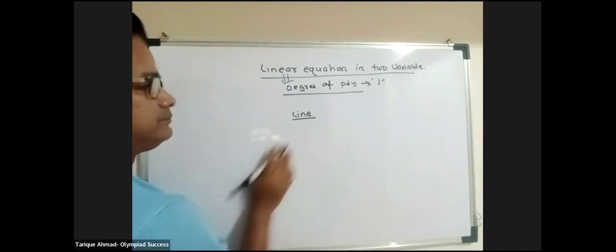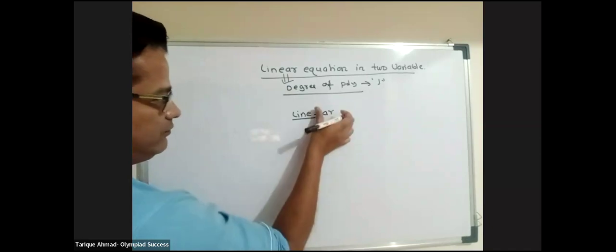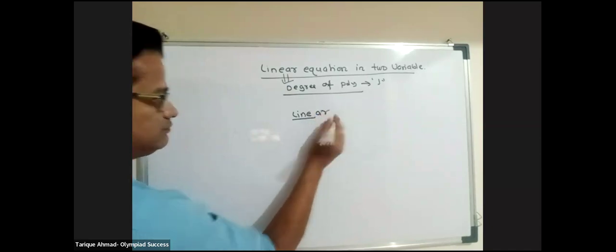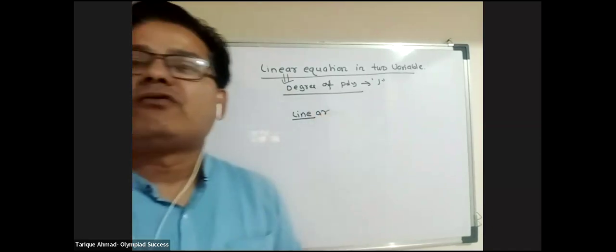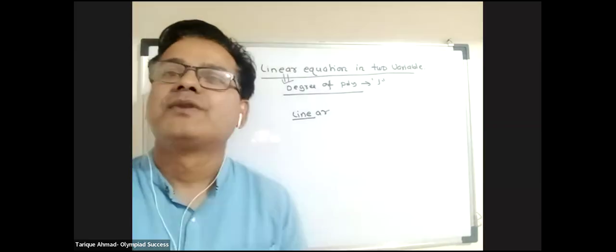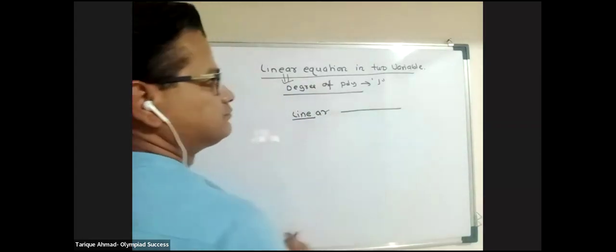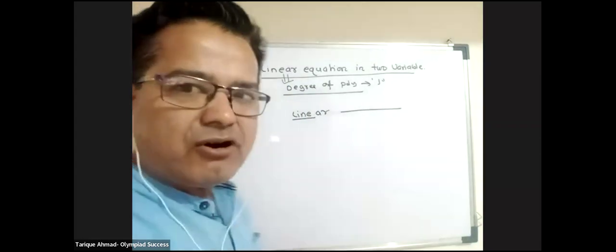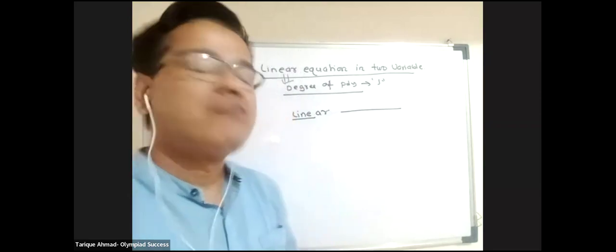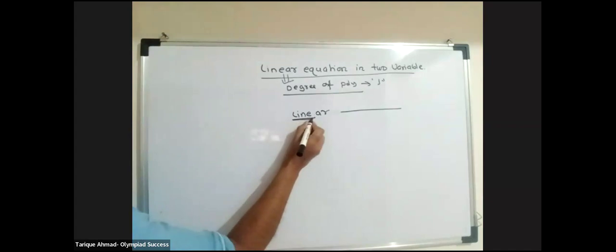See, this is a line, and when we add AR to this, it is linear. So the word linear is formed from line itself, and it says a straight line. When we draw the graph of a linear polynomial, we will always get a straight line. That's why line is there.